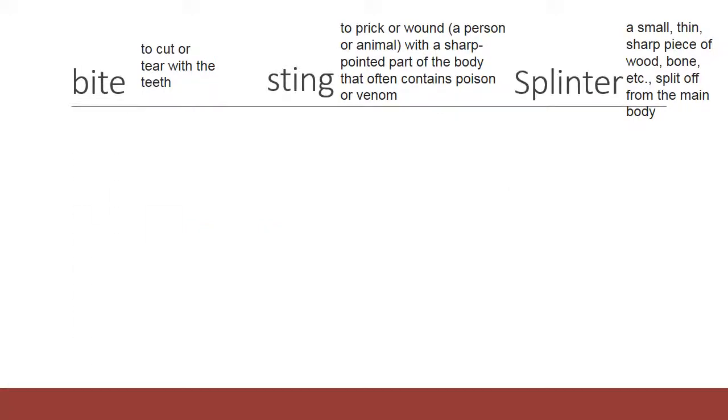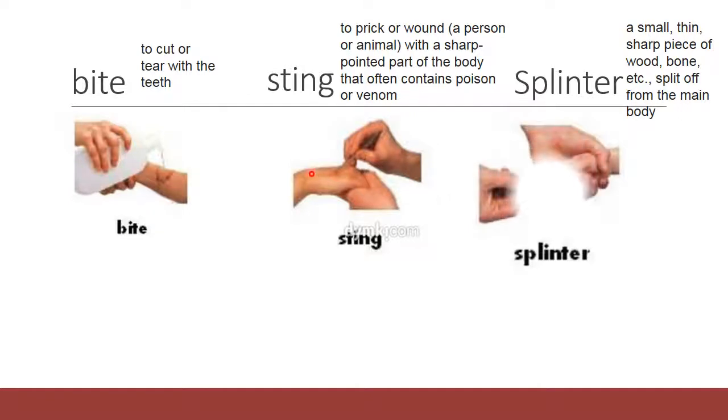The next three verbs are bite, sting, and splinter. When we talk about a bite, as you can see here in the picture, it means to cut or tear with the teeth. So here we are talking about animal bites. A sting is to prick or wound a person or animal with a sharp pointed part of the body that often contains poison or venom. And finally, a splinter is a small, thin, sharp piece of wood or bone split off from the main body.